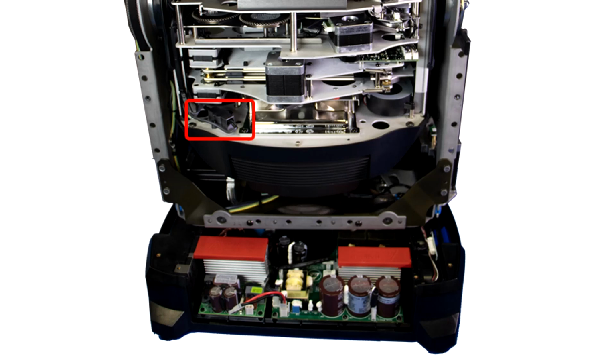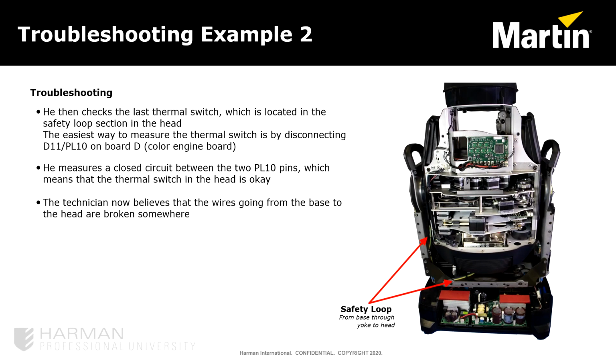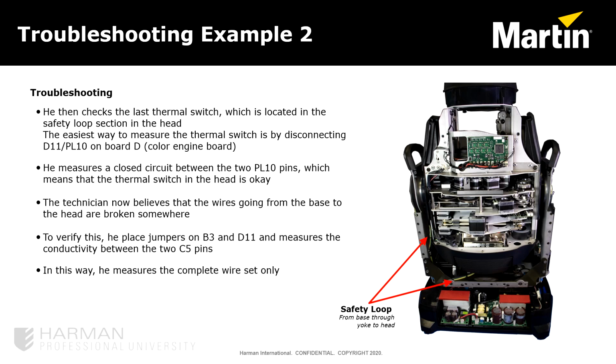The easiest way to measure the thermal switch is by disconnecting D11/PL10 on board D, which is the color engine board. The tech then measures a closed circuit between the 2 PL10 pins, which means the thermal switch in the head is okay. The technician now believes that the wires going from the base to the head are broken somewhere. To verify this, the tech places jumpers on B3 and D11 and measures the continuity between the 2 C5 pins. In this way, the tech measures the complete wire set only. There is no conductivity, and therefore the wire set is most likely broken somewhere.